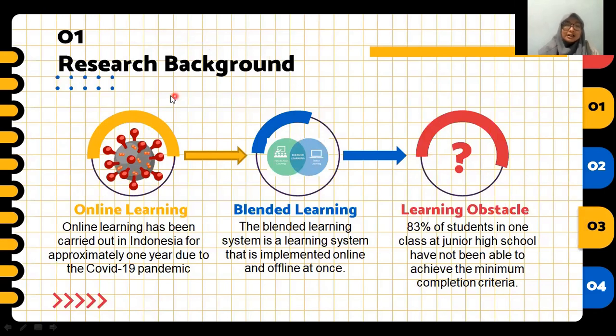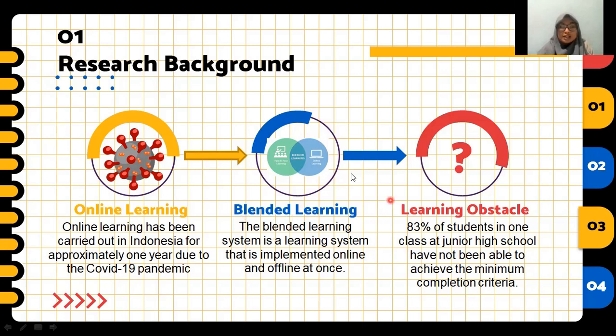So we start from chapter 1 about the research background. We start from online learning. Online learning has been carried out in Indonesia for approximately 1 year due to the COVID-19 pandemic. During that time, the students studied at home without directly meeting their teacher or their friends. Over time, online learning moved to blended learning. Indonesia changed the learning system.